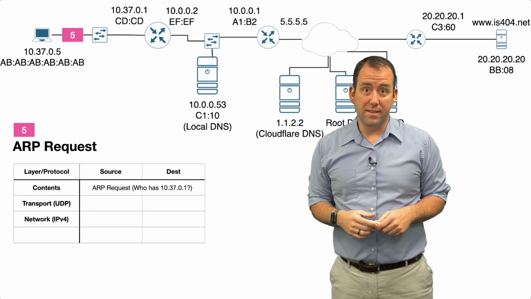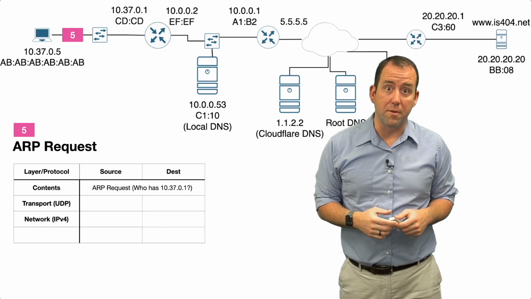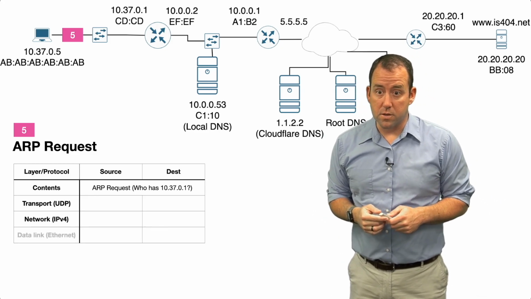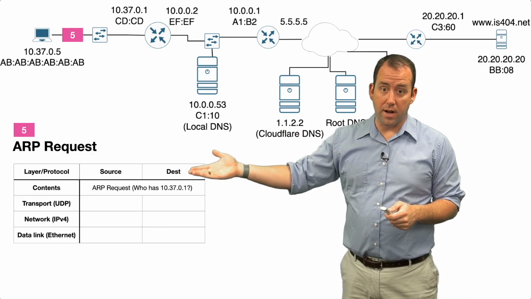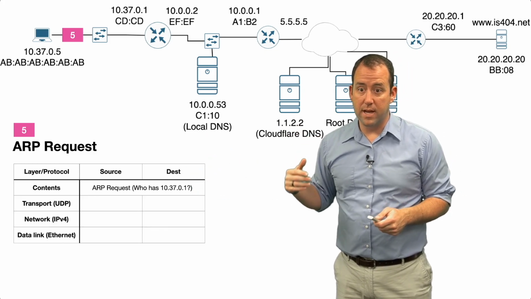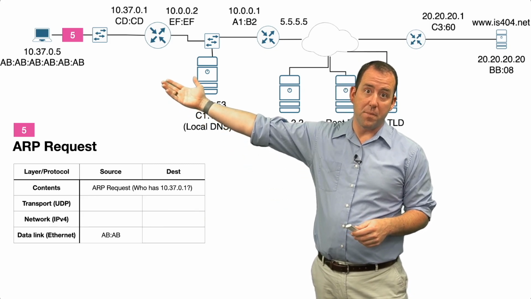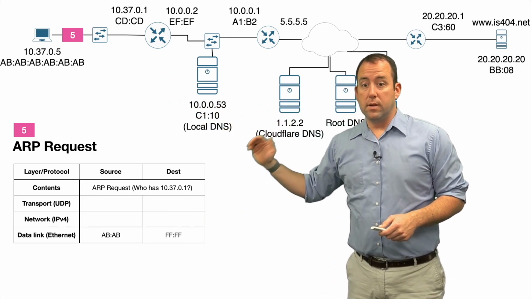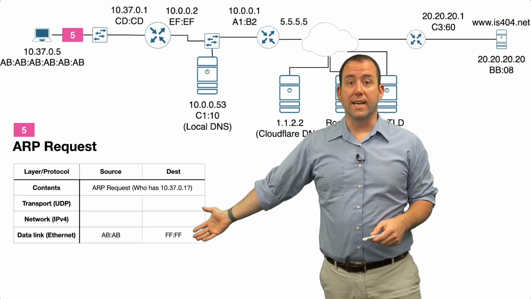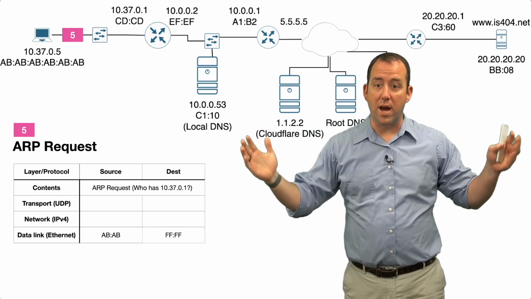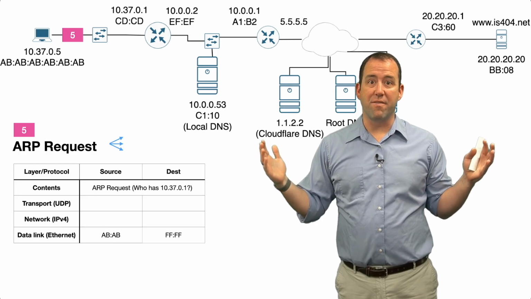And there's nothing in the transport layer or the network layer for ARP. So we're going to go straight down. We've got our contents, the "who has," that's the ARP request, and we're going to go straight down to the data link layer. This is from ABABAB to FFFFFFF again, because that is going out as a broadcast to everything on the network.